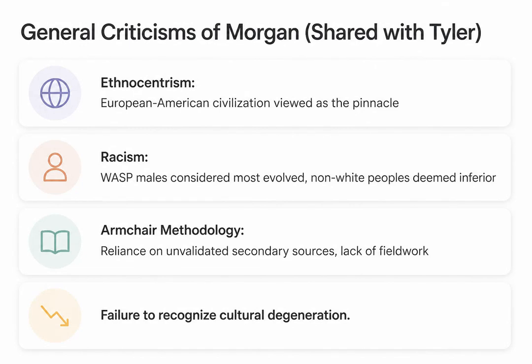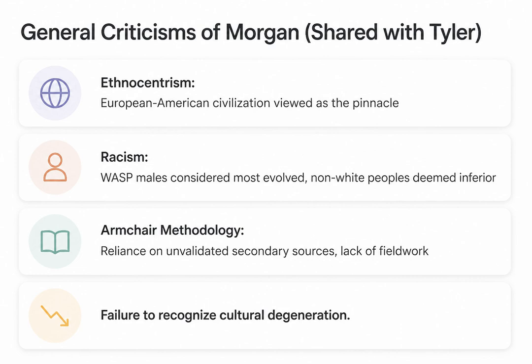Now, let's turn to the criticisms of Morgan. Many of the critiques leveled against E.B. Tylor apply equally to Morgan. First is ethnocentrism. Morgan ranked all societies from the perspective of his own culture, placing European American civilization at the pinnacle. Second is racism. He considered the white, Anglo-Saxon, Protestant male as the most evolved, viewing non-white peoples as inferior.